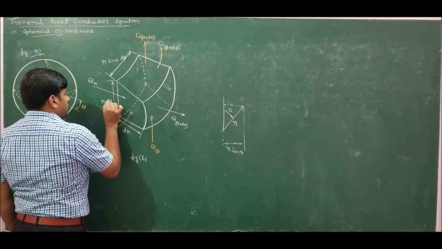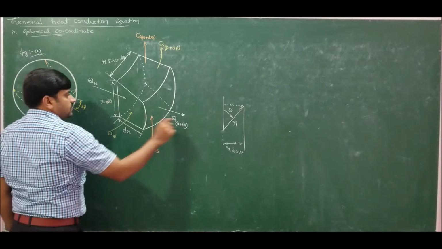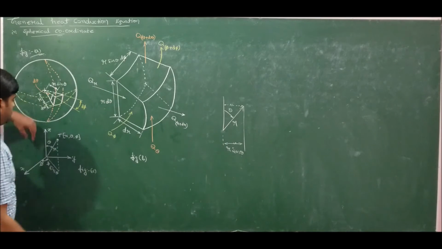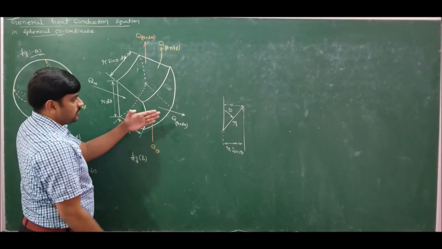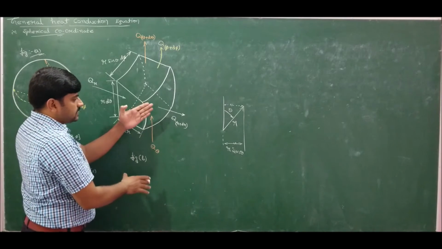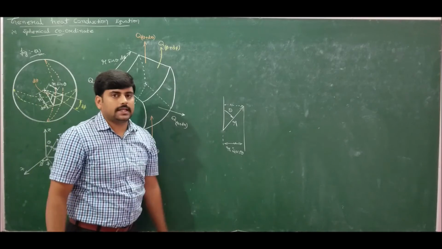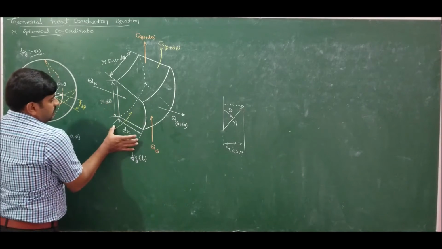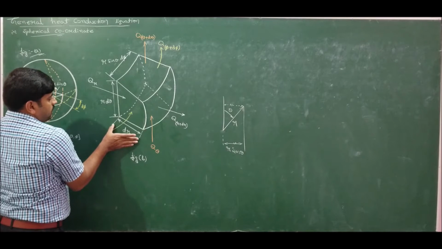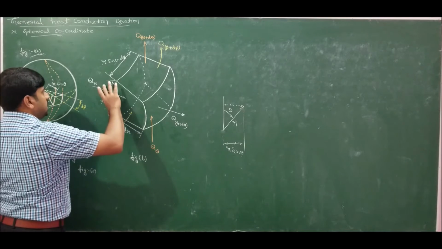Don't get confused with phi and theta. Theta varies in the vertical plane, whereas phi varies in the horizontal plane. With theta we have radius, with phi we have the projection of radius in the horizontal plane, that is r sin theta. So we have determined the elemental lengths of this elemental volume, that is dr, r d theta, r sin theta d phi.